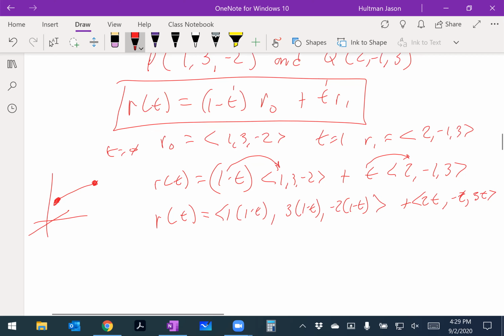Okay, so this is going to be, well, maybe I'll just distribute. This is 1 minus t. This is 3 minus 3t. And this is negative 2 plus 2t. Now I want to add component to component.